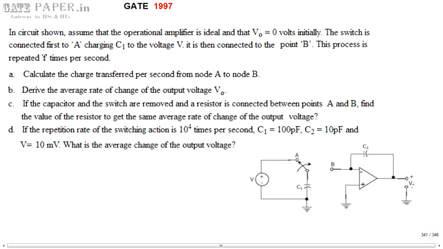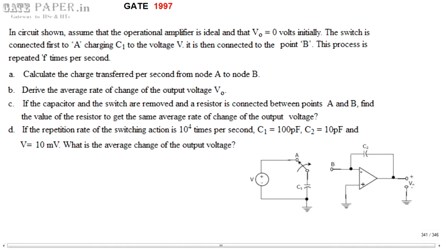B. Derive the average rate of change of output voltage. C. If the capacitor and switch are removed and a resistor is connected between points A and B, find the value of resistor such that you get the same average rate of change of output voltage as in case B. D. Find the average change of output voltage, if the repetition of the switching action is 10 power 4 times per second and C1, C2 and V values are given.